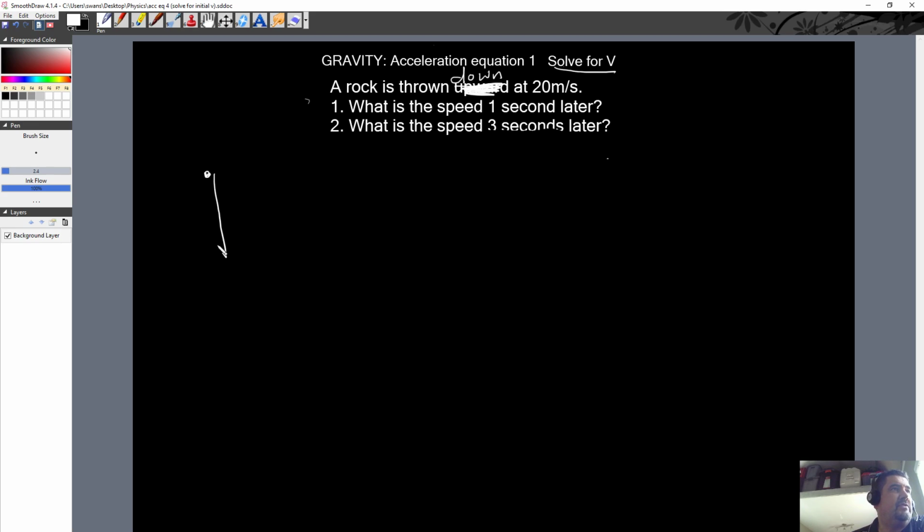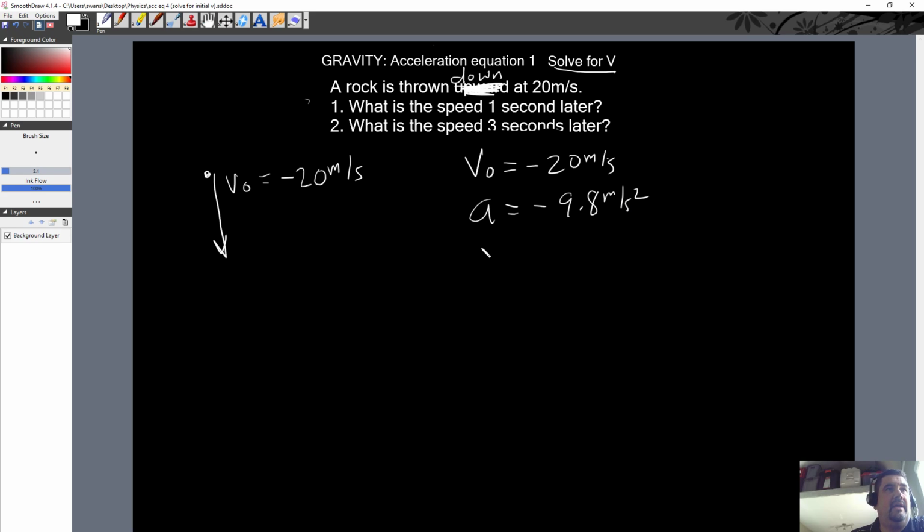So if they threw it straight down, the starting speed now is negative 20. That's pretty much the only difference. And then all the math is different, obviously, but that's the only difference, negative 20 meters per second. So initial speed is negative 20 meters per second. Acceleration is still the same. Gravity pulls down at negative 9.8 meters per second squared.